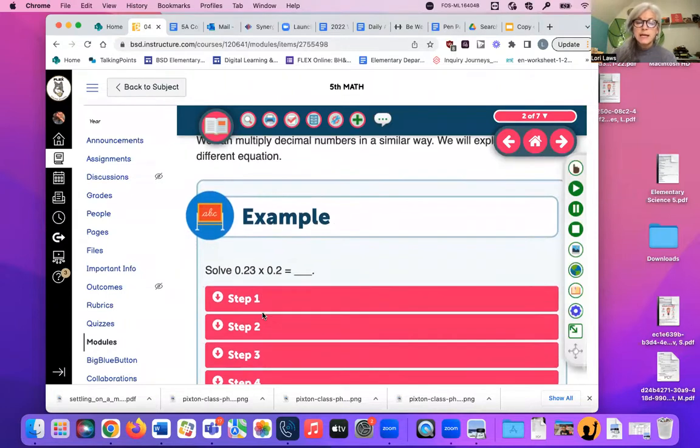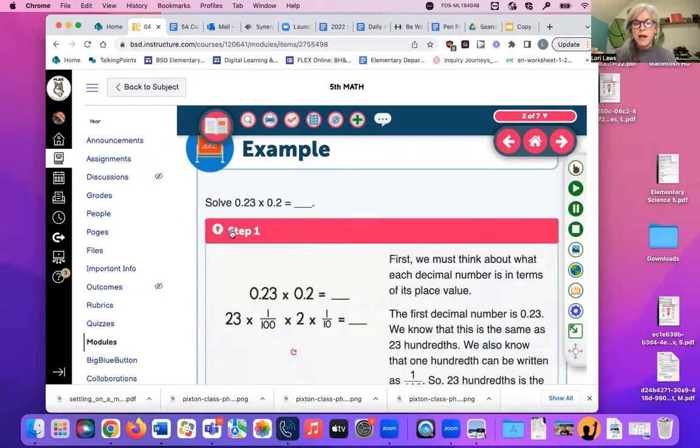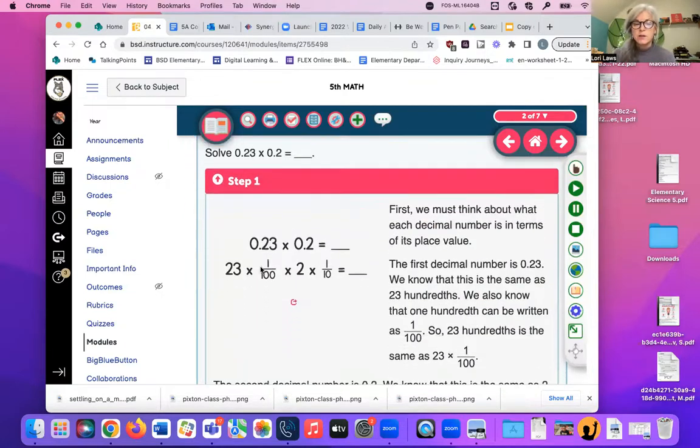So instead of saying 23 hundredths times 2 tenths, you can say, I'm going to do 2 hundredths times 2 tenths plus 2 tenths times 2 tenths, and then 3 hundredths times 2 tenths. And they break it into the steps here of how you would do that. So they're saying 23 times 1/100th times 2 times 1/10th. So they've taken it and split it and made it not decimals anymore.